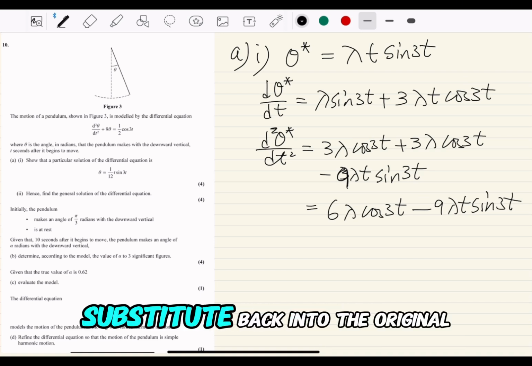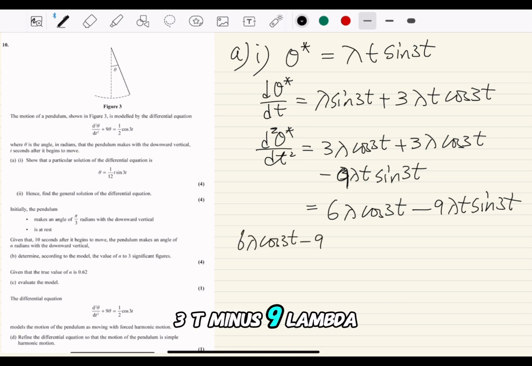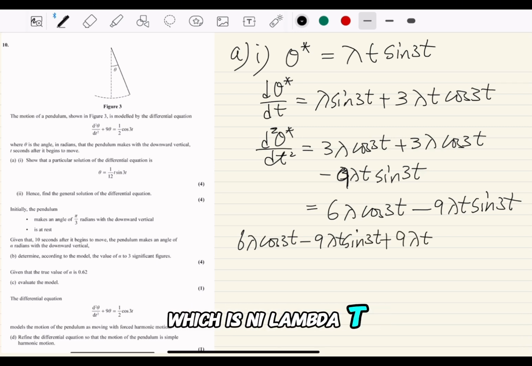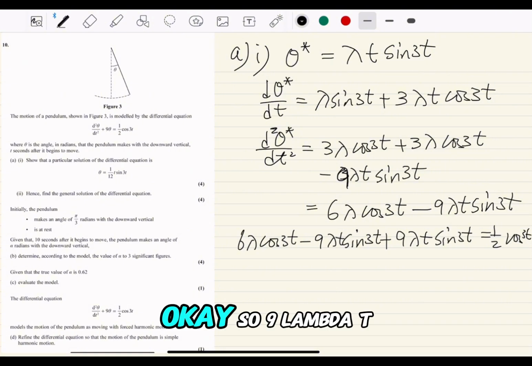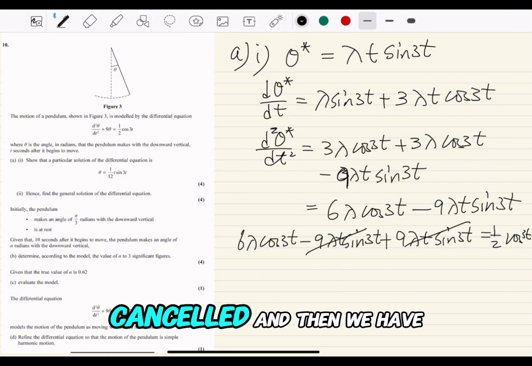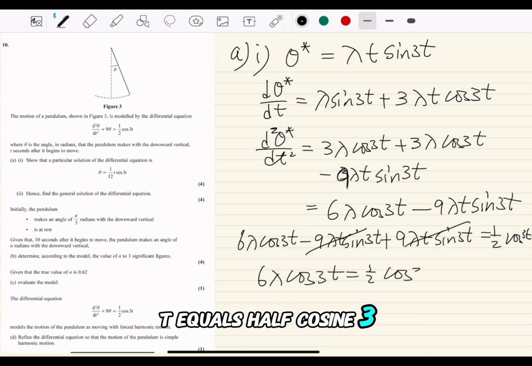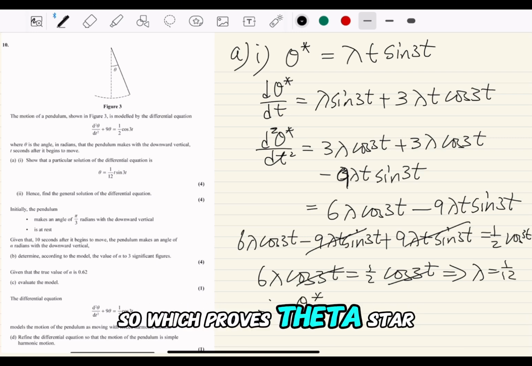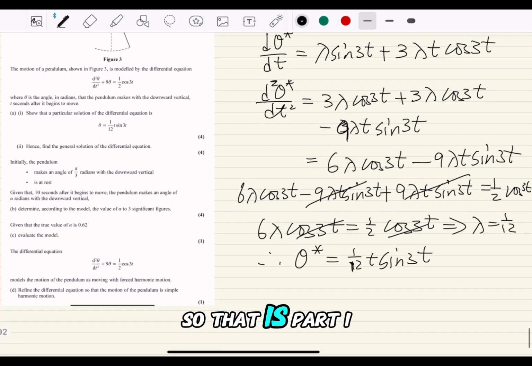Then we need to substitute back into the original differential equation: 6 lambda cosine 3t minus 9 lambda t sine 3t, plus 9 theta, which is 9 lambda t sine 3t, equals 1/2 cosine 3t. So 9 lambda t sine 3t cancels, and we have 6 lambda cosine 3t equals 1/2 cosine 3t. That means 6 lambda equals 1/2, which gives lambda equals 1 over 12, which proves theta star equals 1 over 12 t sine 3t. So that is part 1.